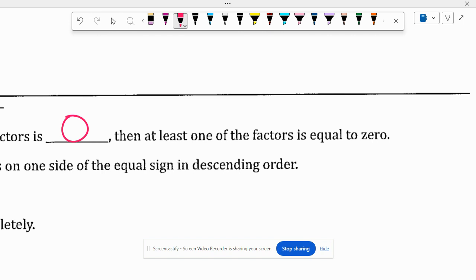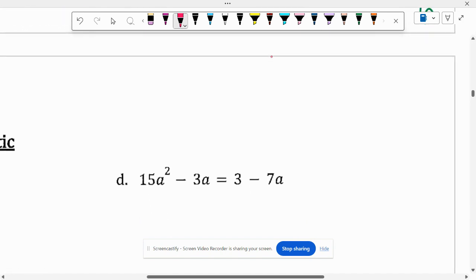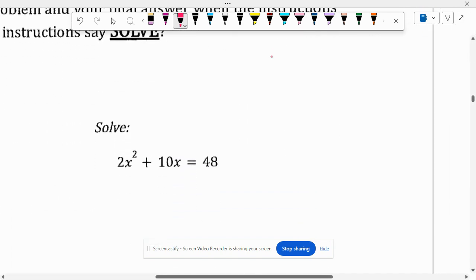So this should be page number 7. Page 7.